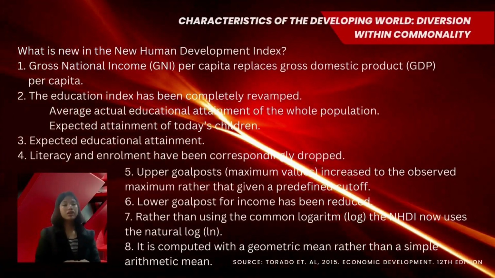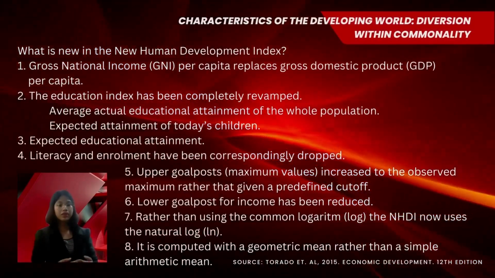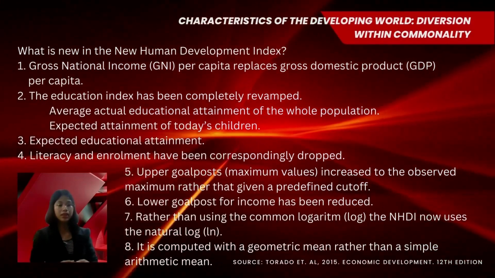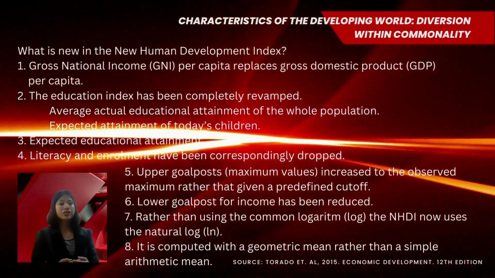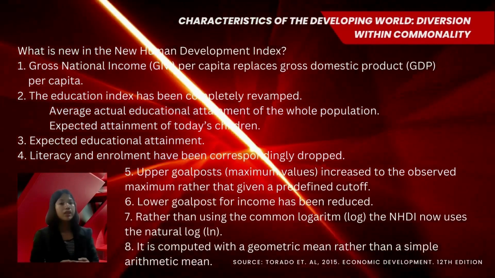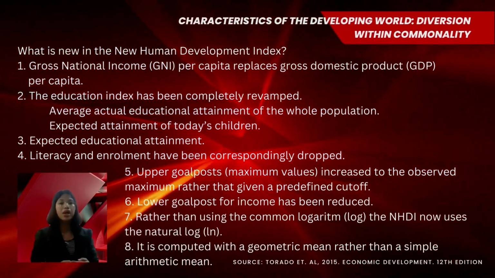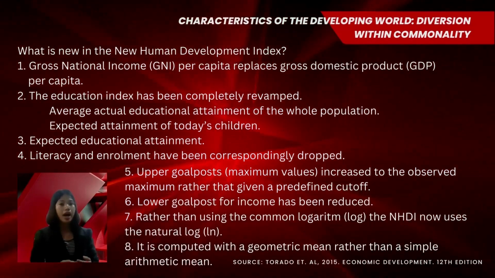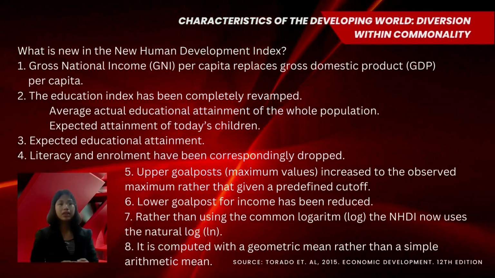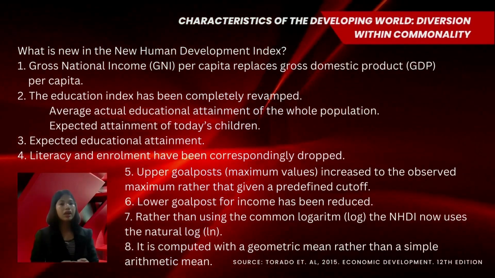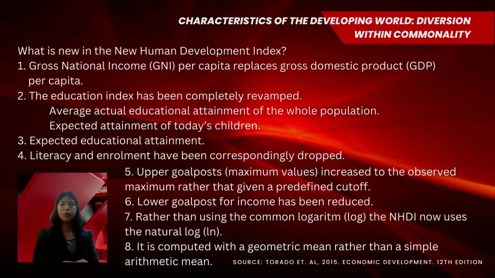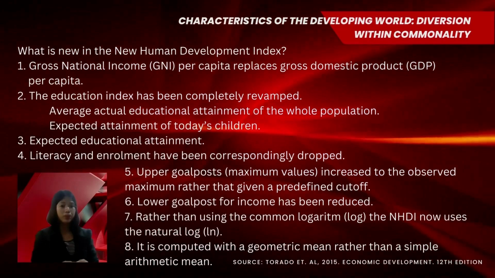Now, let's move on to the next topic, which is the characteristics of the developing world. But first, let's identify what are the new things in the new Human Development Index. Number 1. The gross national income per capita replaces gross domestic product per capita. Number 2. The education index has been completely revamped. Two new components have been added: the average actual educational attainment of the whole population and the expected attainment of today's children. Number 3, there's an expected educational attainment. The other new component is somewhat more ambiguous. It is not an achievement but a UN forecast.